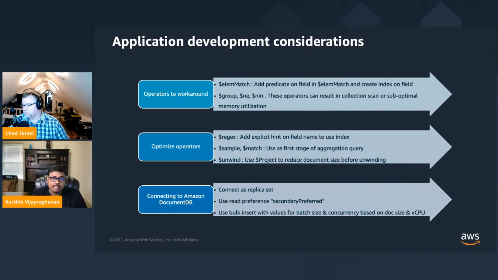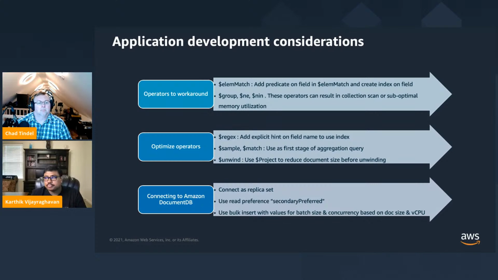For example, $elemMatch. DocumentDB currently does not support an index for $elemMatch. So if your query is using $elemMatch, then consider adding a predicate or a filter on the field in the $elemMatch. For example, if you're doing an $elemMatch on a key which has a value 1, then use a filter just before that $elemMatch for that value 1, and now you can create an index on the key for which the value is 1. If you add this additional predicate and then index, that's a good workaround to help you with performance optimization for queries that are using $elemMatch.